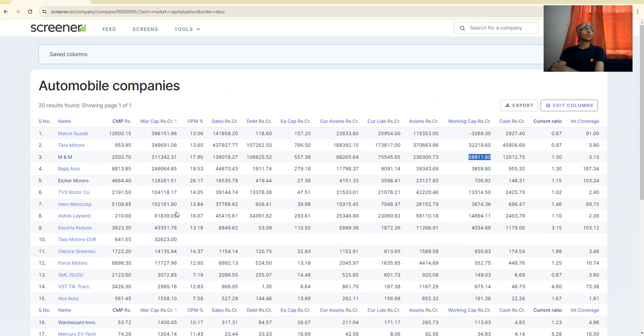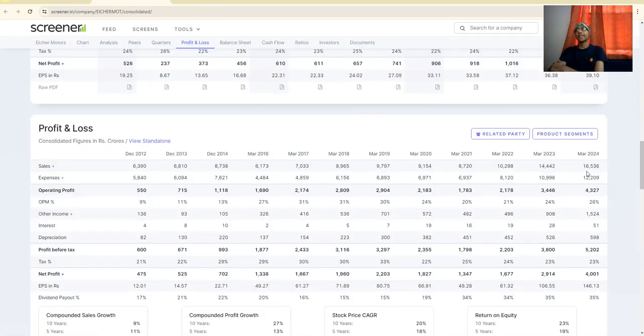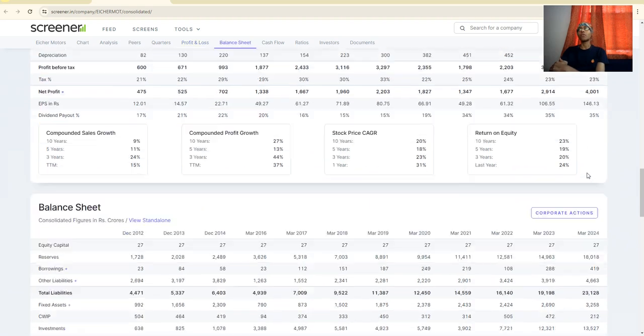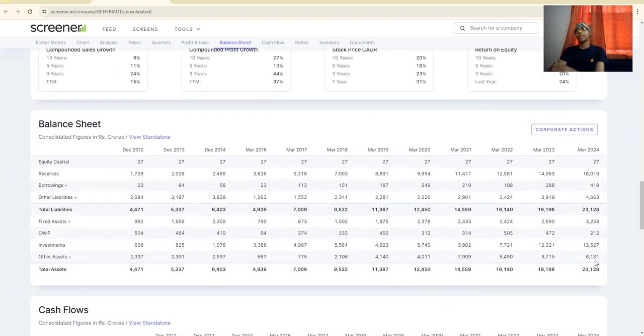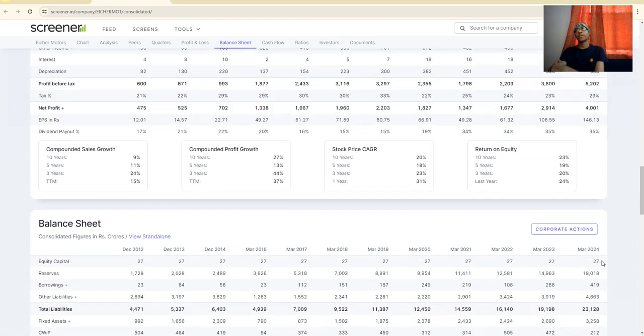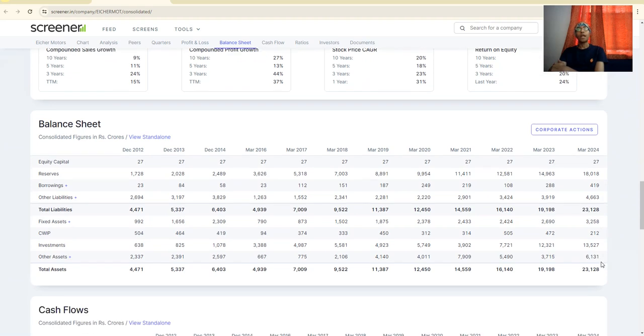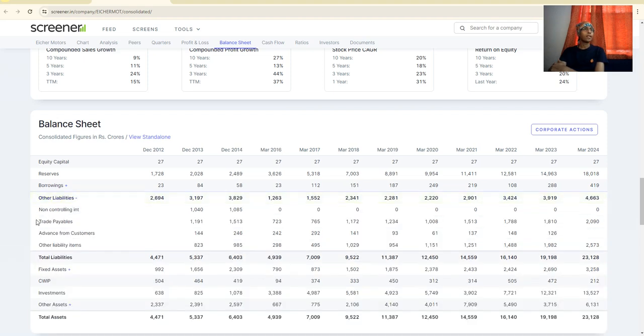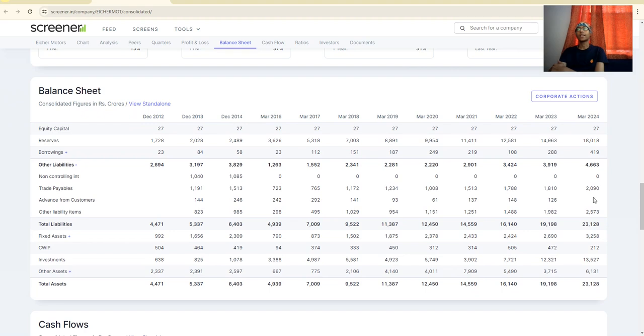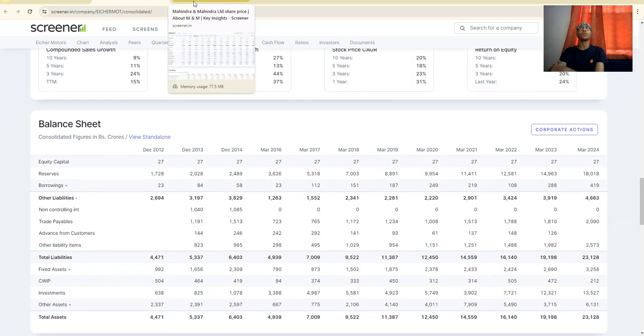Now if we check that for Eicher Motors, for generating 16,000 crores or 16,500 crores, they require 6,000 crores of current assets. So the ratio is quite different. And of the 6,000 crores, the other liabilities and non-controlling interest you can remove. Trade payables, advance from customers, other liabilities. If you add this, it is around 4,500. So 4,500 is their current liabilities. You can check it for Mahindra and Mahindra also. 4,500 compared to 16,000 crores.